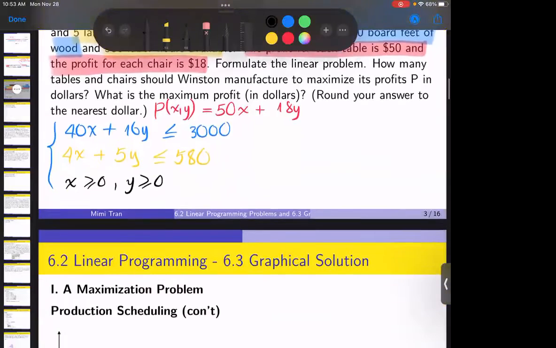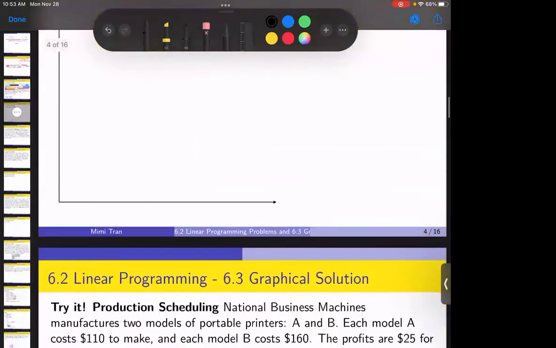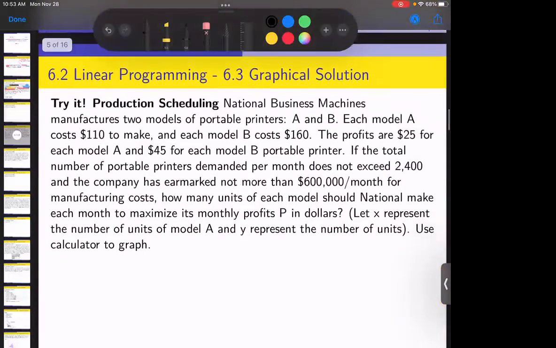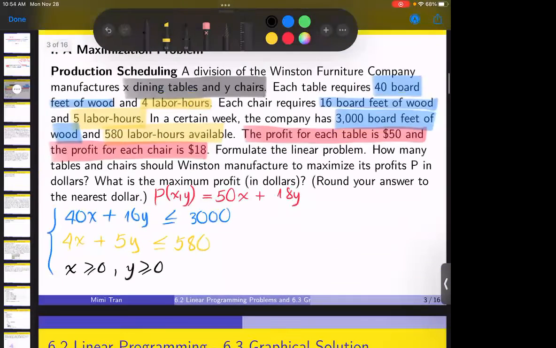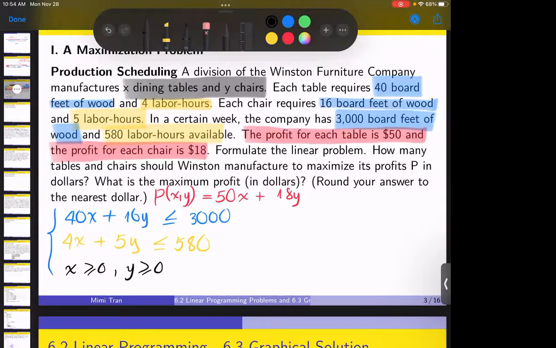Why don't you guys try number 2? Skip that one, that's for 6.3. I would suggest you take a picture, it takes a long time to copy it down. And go to Moodle, it's there. And then I'll put it back up here so you can take a look.